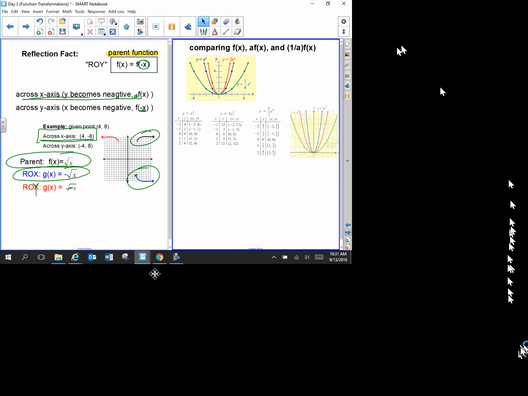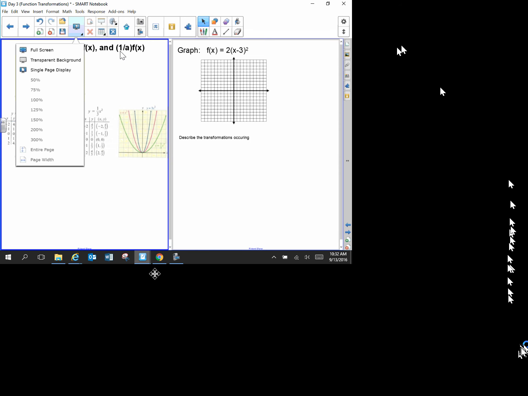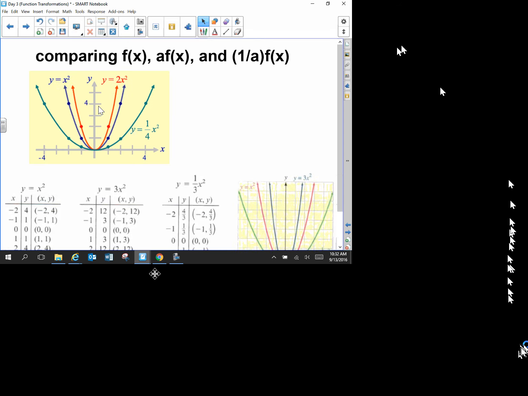Alright, graph paper. Didn't I give you some graph paper yesterday? Yeah? Isn't it blue? In blue? Then go ahead and get that out. Using graph paper.